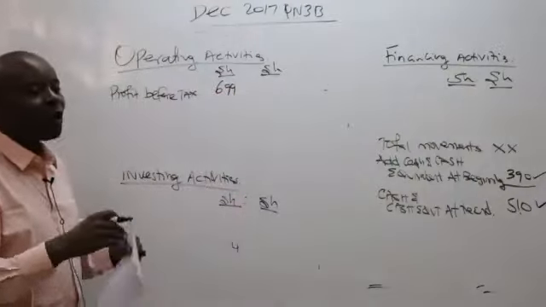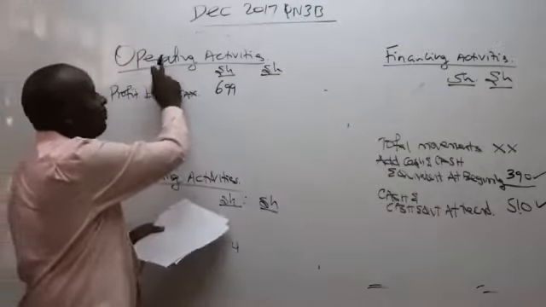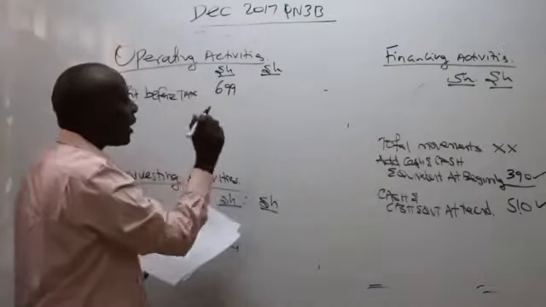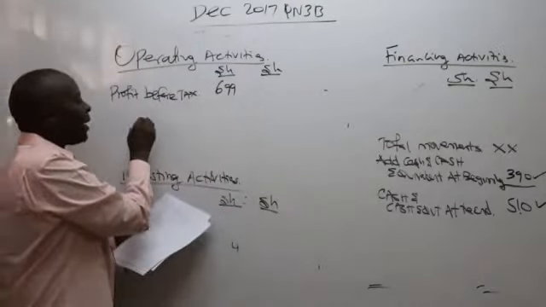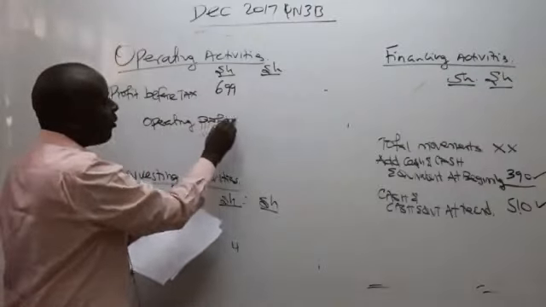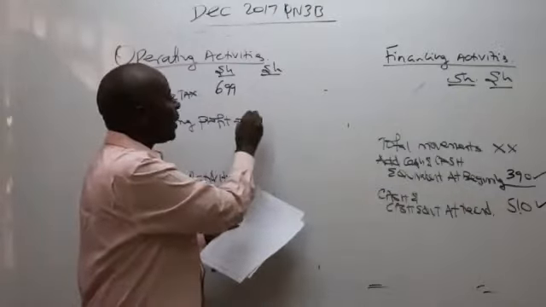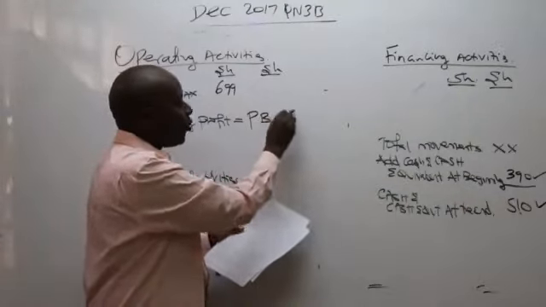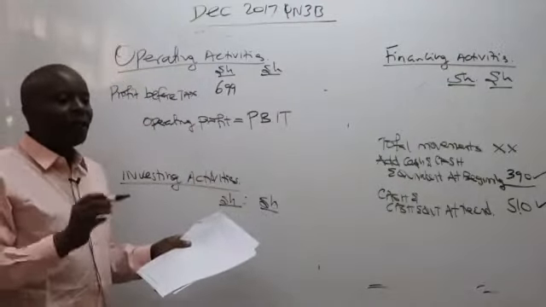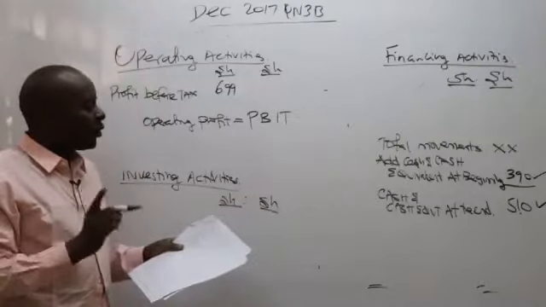Now you'll have to recall very fast, my good students, that when we talk of operating activity, we are supposed to start straight away with operating profit. You should remember that. I taught you operating profit in finance. We know that operating profit is profit before interest and tax.